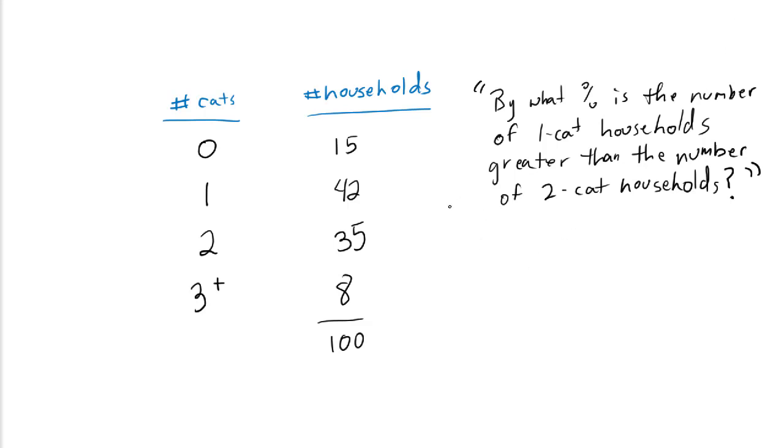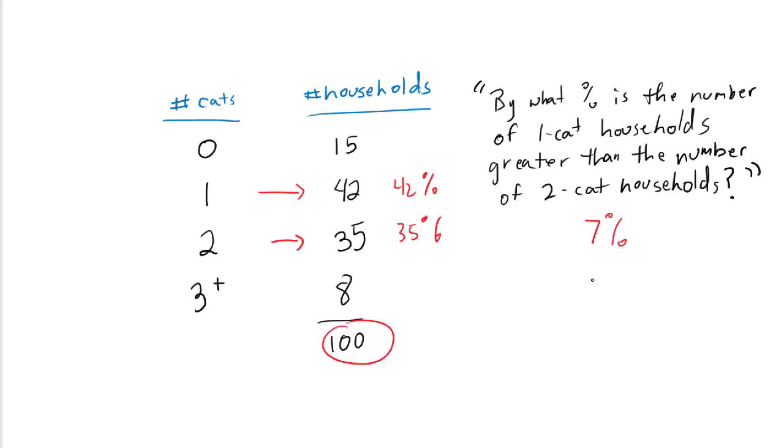Well, most students are just going to look at this and say, oh, 1 cat households, that's 42, and the total is 100. So that's just going to be 42%, 42 over 100. And the number of 2 cat households, well, that's 35 over 100, which is 35%. Well, I'm just going to look at the difference. 42 minus 35 is 7%. That's the answer.